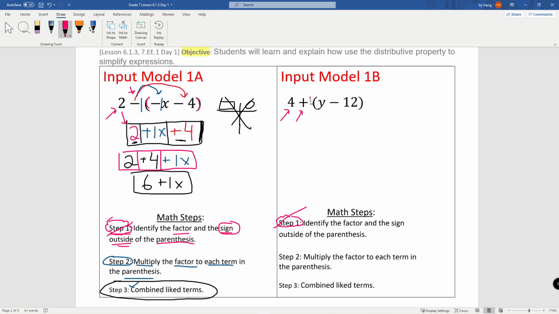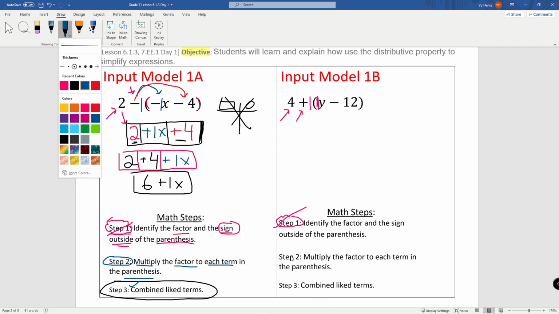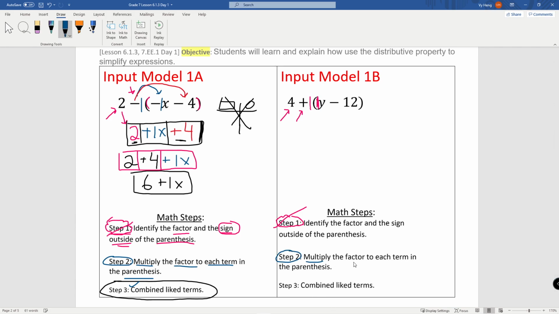Step 2, right? Before we do that, what do we add? We want to add a 1 in front of the sign, because we need to multiply this positive times this. Just like here, we multiply this times this. And then, because there's a variable here, you can also add a 1 here. Not necessary, but for you guys who need it, you can add a 1 right there. And then you're going to multiply that positive 1, right? Because step 2 says to do what? Multiply the factor to each term.